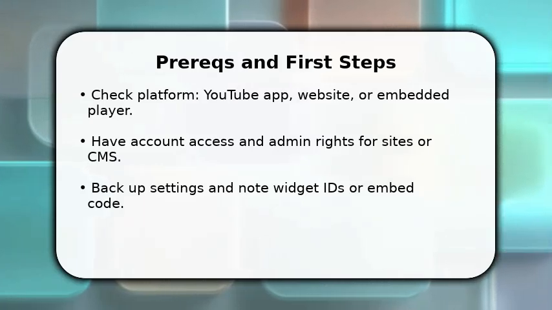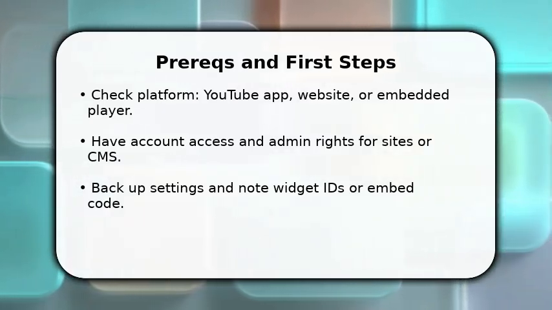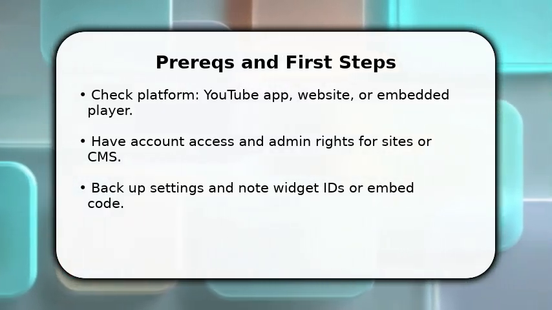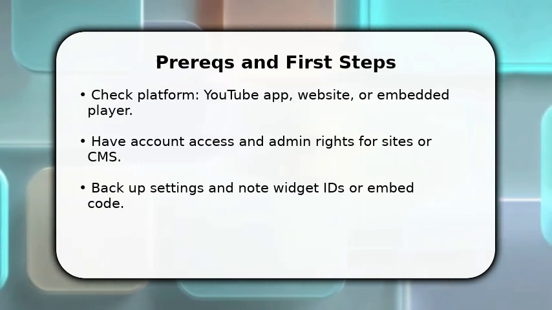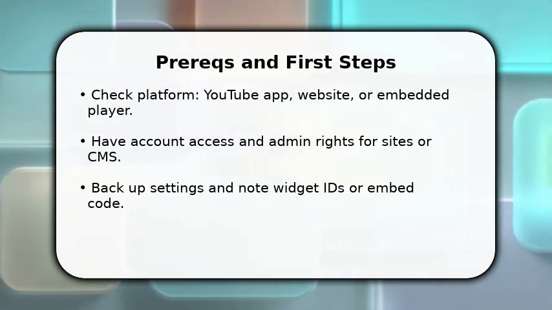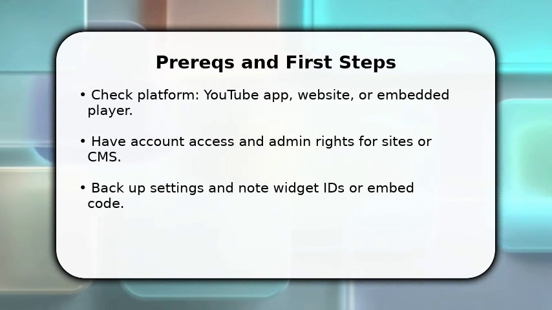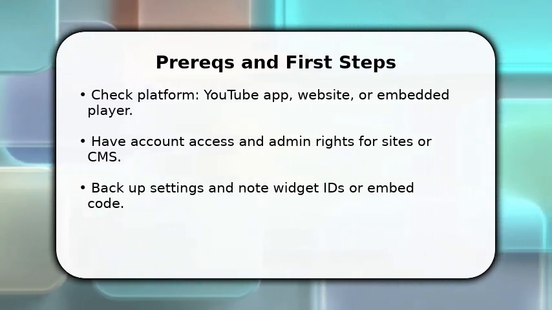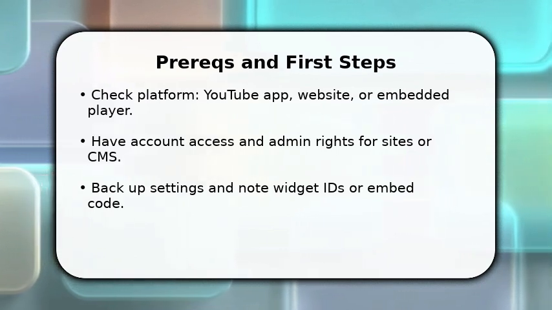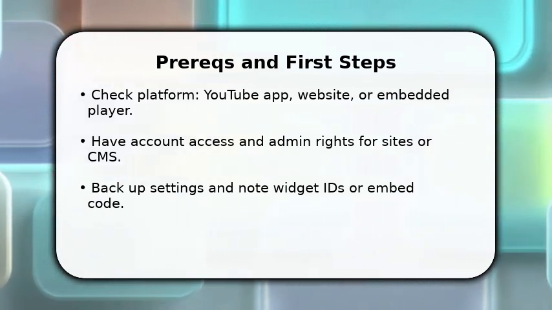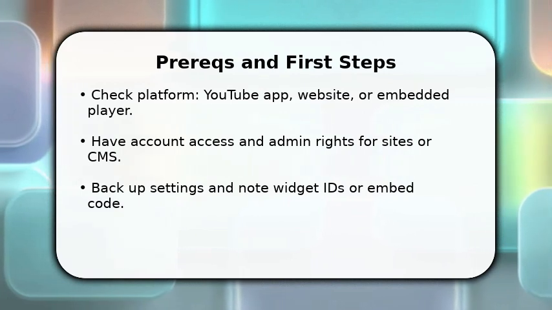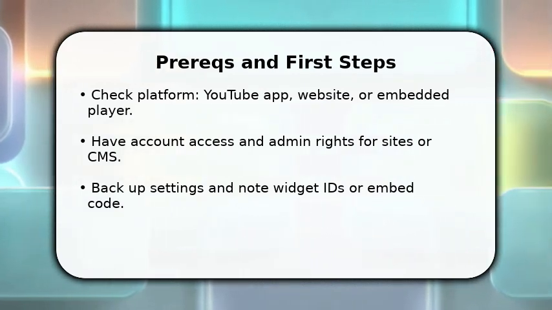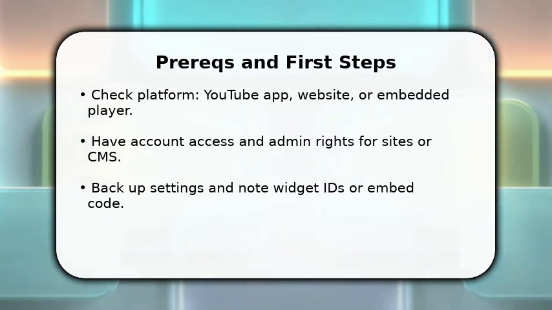You start by confirming where the YouTube widget lives and why you need to remove it. This matters for the method you choose. If it's on your website, open the CMS or code editor and locate the widget's embed snippet or iframe ID. Once found, copy the code to a safe document so you can restore it if needed. Make sure you have credentials to save changes and that you're editing the correct production file or page.